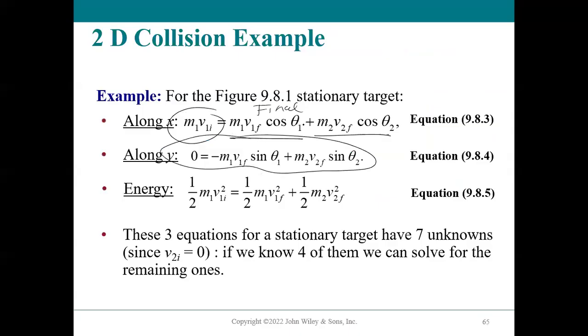But total momentum at the x-axis is equal to M1 V1 initial. And then for the energy, half mass 1 V1 initial squared is equal to half mass 1 V1 final squared plus half mass 2 V2 final squared. So these three equations for a stationary target have 7 unknowns, since V2 initial is equal to 0. If we know 4 of them, we can solve for the remaining ones.